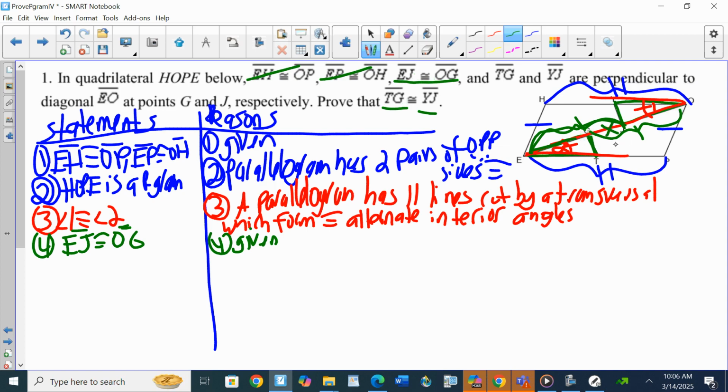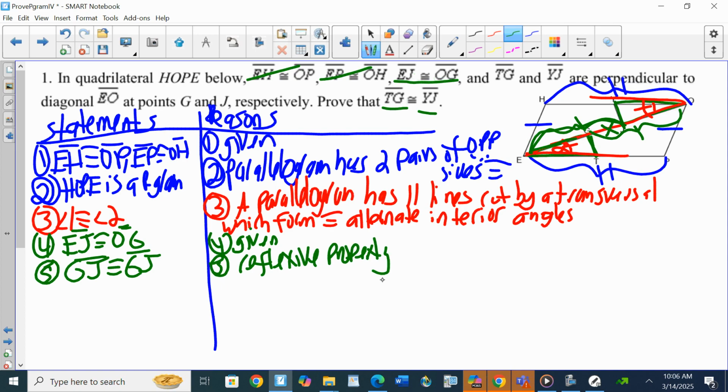GJ and GJ. So now I start my subtraction process. I need to subtract GJ and GJ. The reason for that is reflexive property. And then ultimately I can state what I want. I want EG and I want OJ.